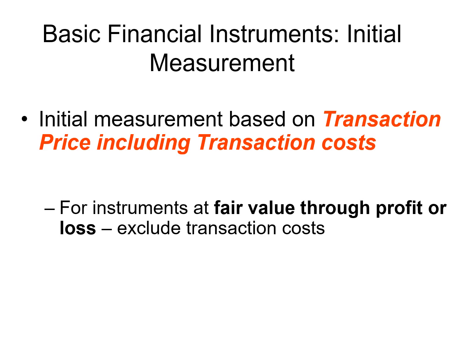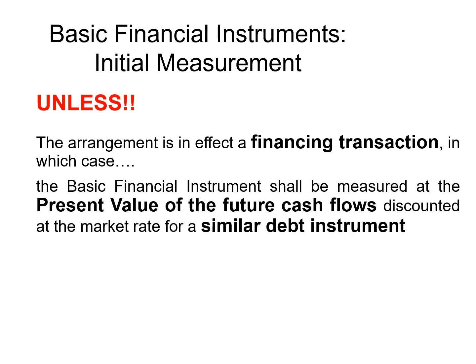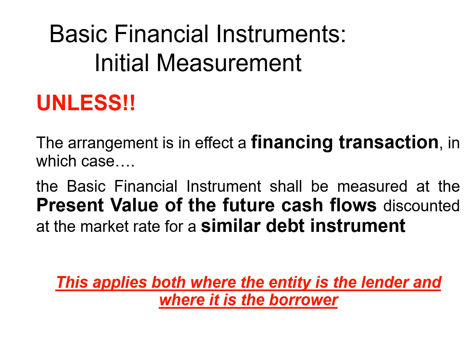The exemption that we have there is where you've got an arrangement that is in effect a financing transaction, in which case the standard then says the basic financial instrument shall be measured at the present value of the future cash flows discounted at the market rate for a similar debt instrument. Now this will apply both where the entity is the lender and where it is a borrower. So we then have to go back and measure either the receivable or the payable that we have initially based on its fair value.